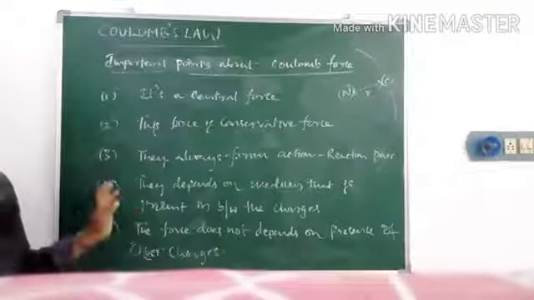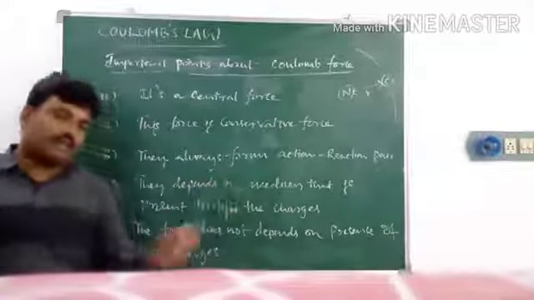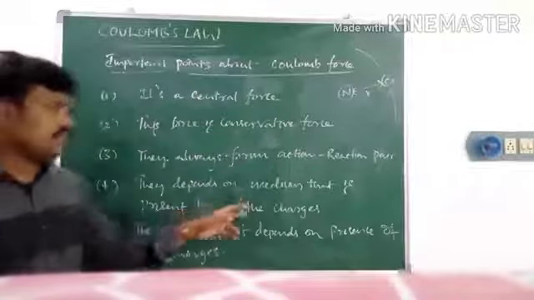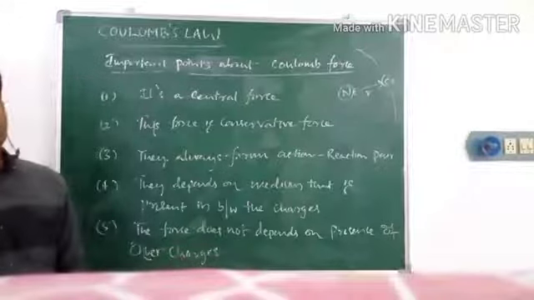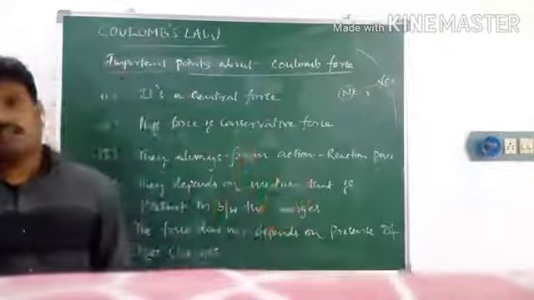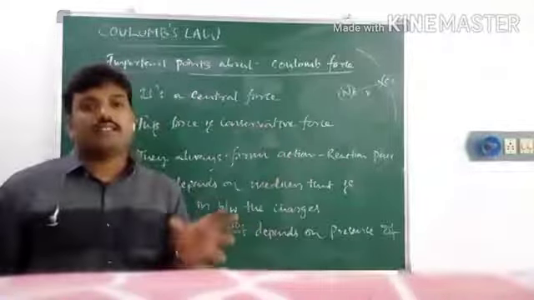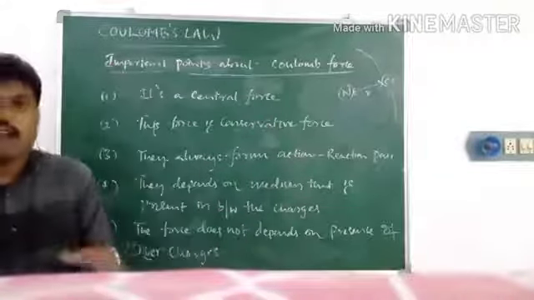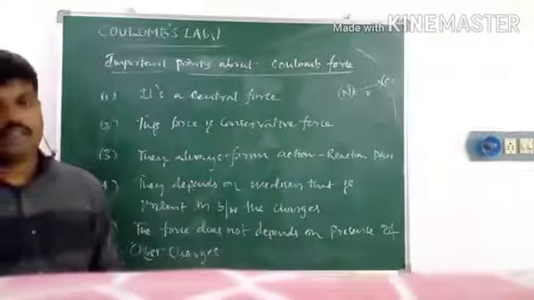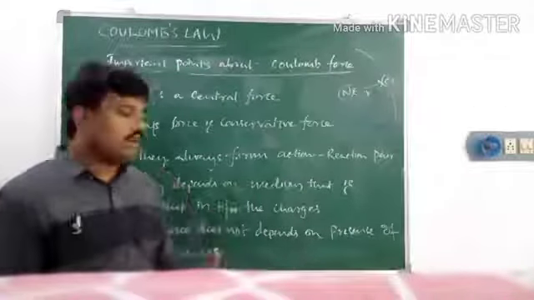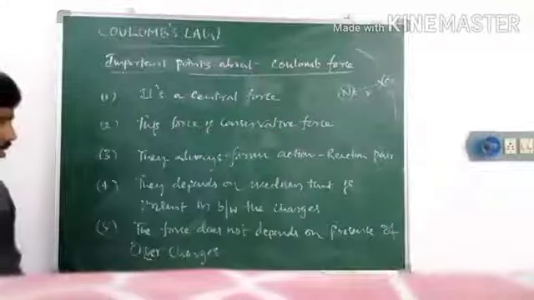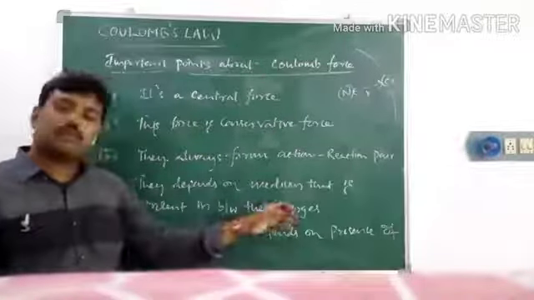The fourth one is that Coulomb's attraction or repulsion force depends on the medium present between the two charged particles. Suppose the two charged particles are separated in air, then we have a particular force. If the same two charges are separated and some other medium is present between them, then the force is going to be something different. So the force of attraction or repulsion depends on the medium present between the two charges.